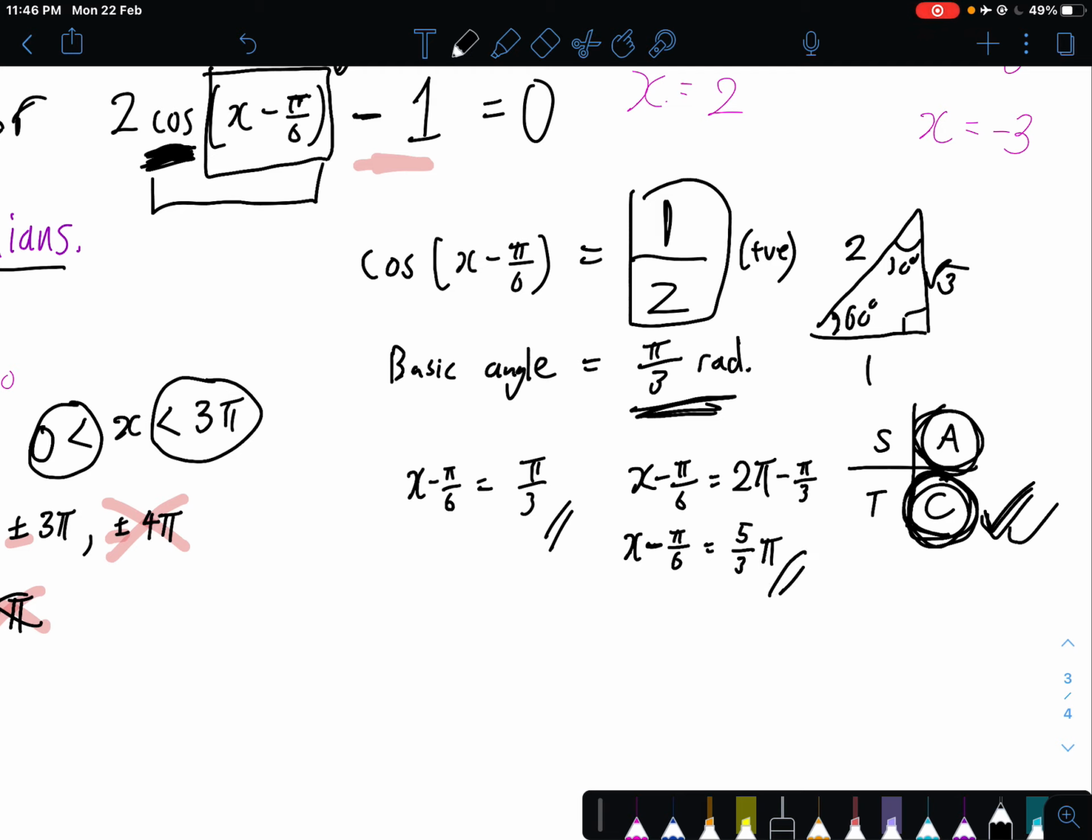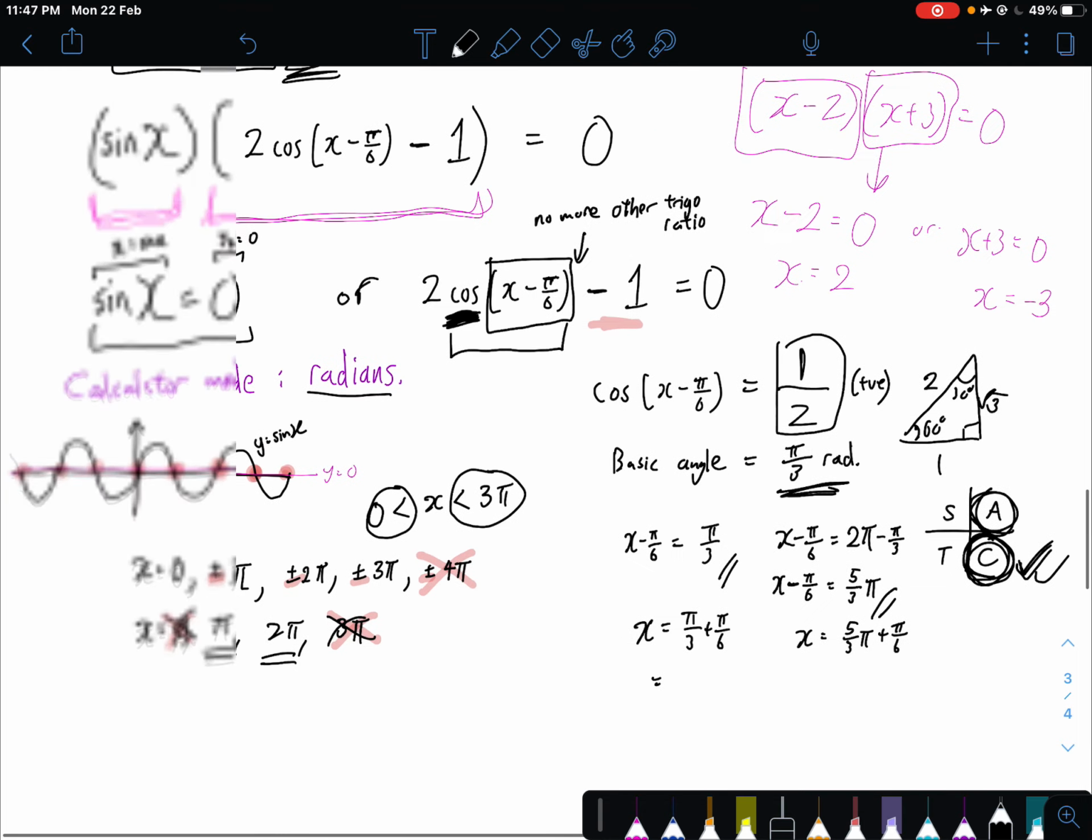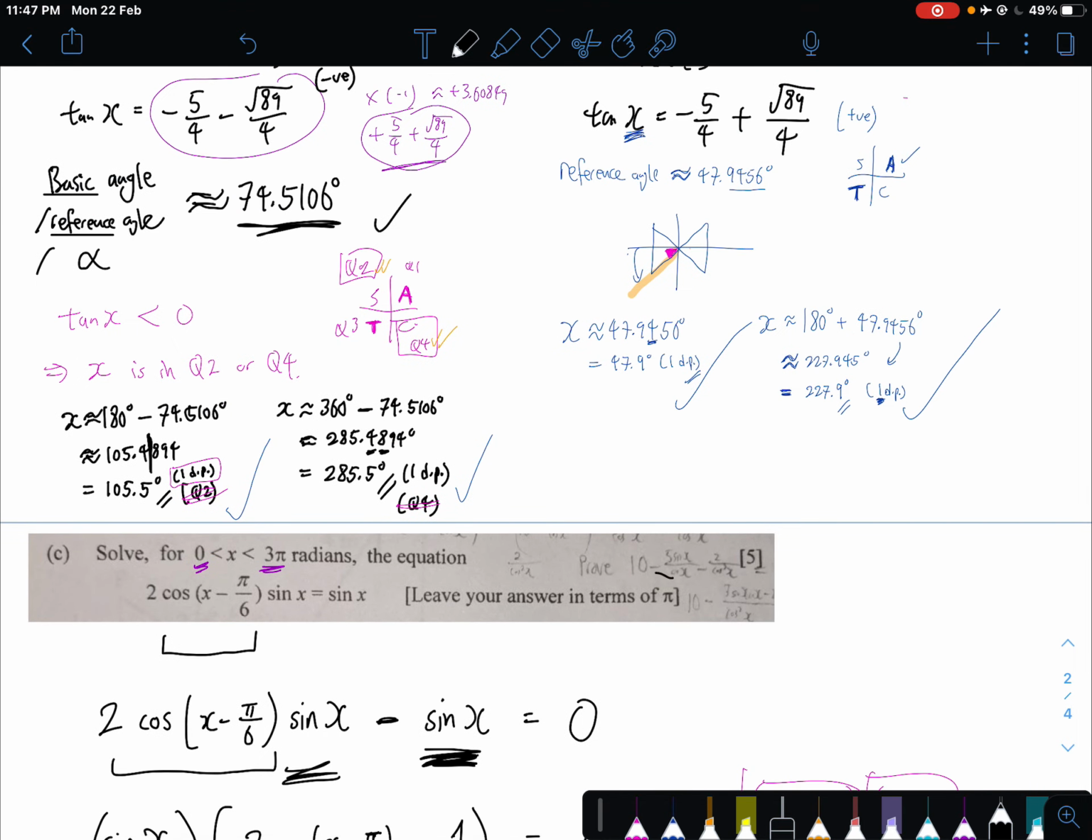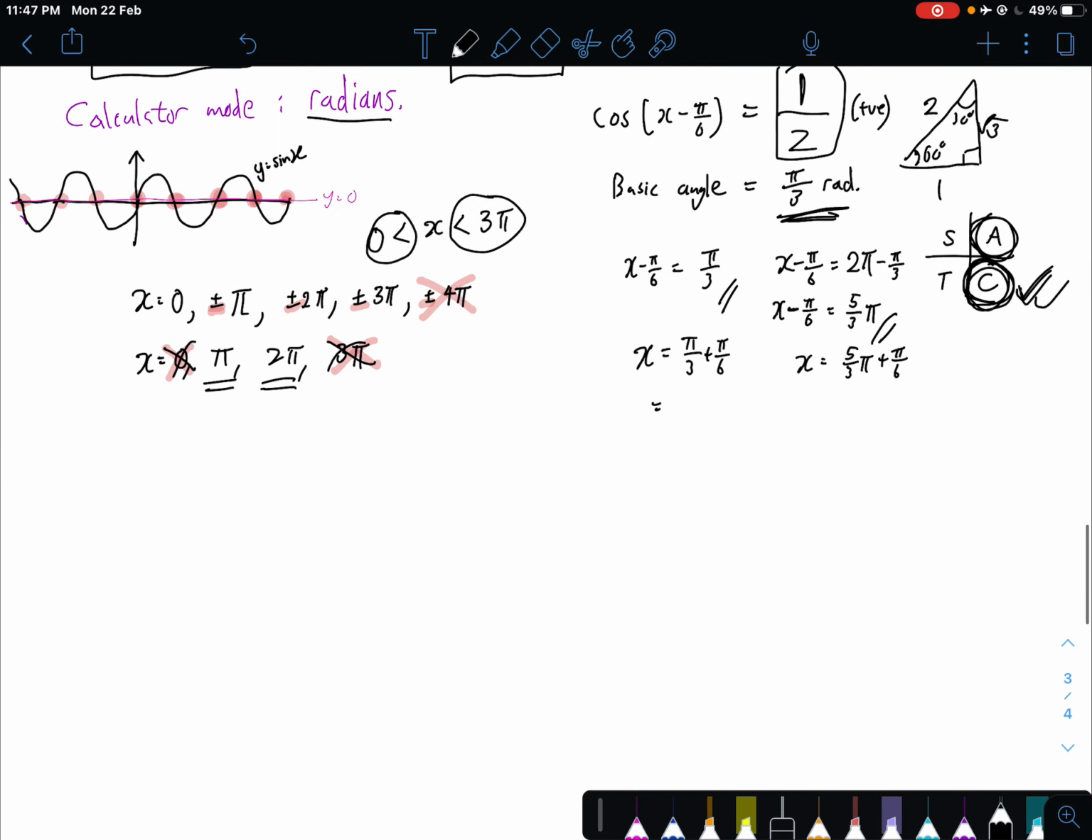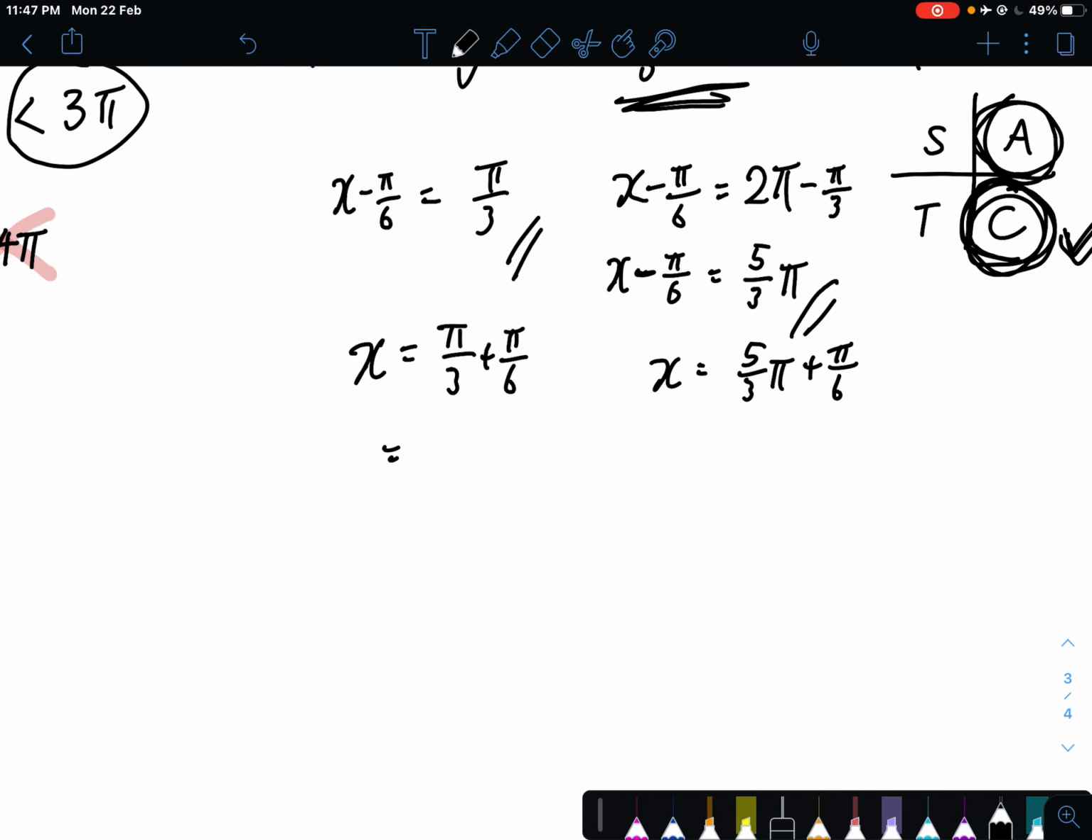But are we done? No, because we need to solve for x, right? So to solve for x, you have to do pi by 3 plus pi by 6. Type in your calculator. Now in this case, take note, one extra condition given by the question is to leave your answer in terms of pi. In terms of pi means that you cannot simply type in your calculator pi by 3 plus pi by 6. I know if you type that in, you should be able to get 1.57 something something. But that's not what we want.